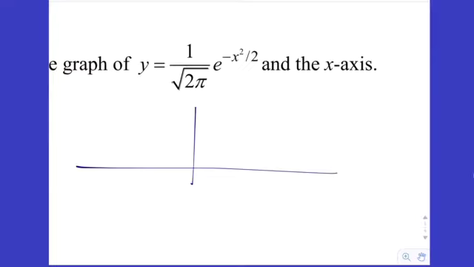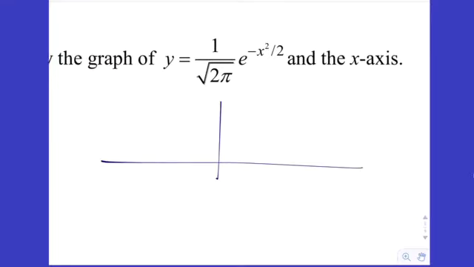What is the limit as x goes to infinity? If you plug infinity in, you get infinity squared, which is infinity, times negative 1 is negative infinity, divided by 2 is negative infinity. What's e to the negative infinity? 0. E to the negative infinity is 0. So I know that there's a horizontal asymptote, and it's going to approach it on both sides. It's a y-axis symmetric function.